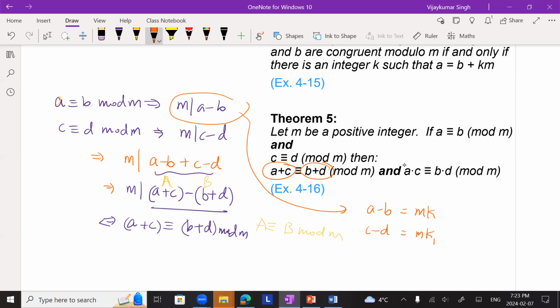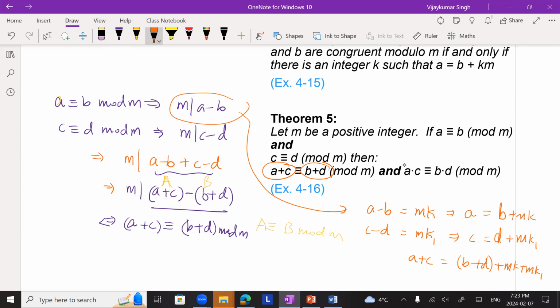Now, what do I want? I want A plus C, right? So let me bring everything to the other side. So I have A equals B plus MK. And here I can say C equals D plus MK1. Add them. A plus C equals what? B plus D plus MK plus MK1.